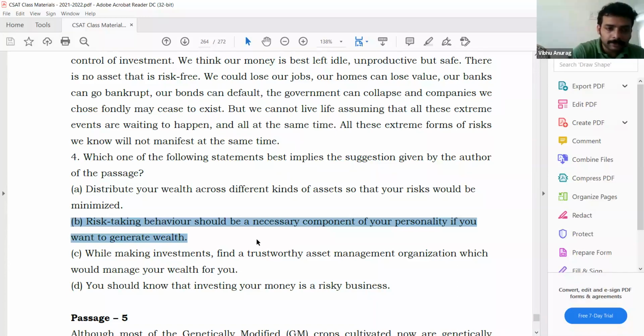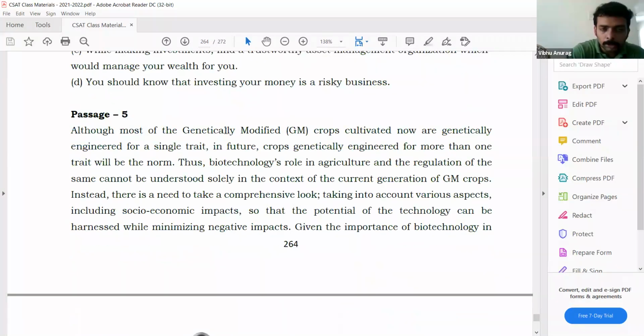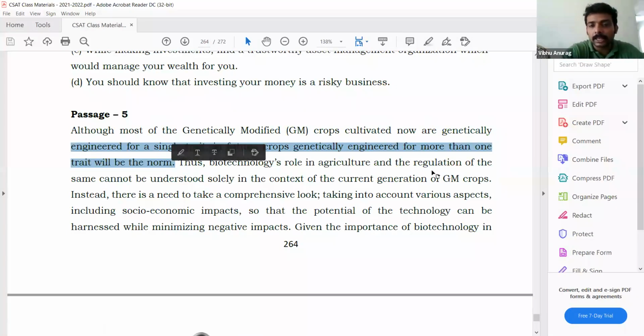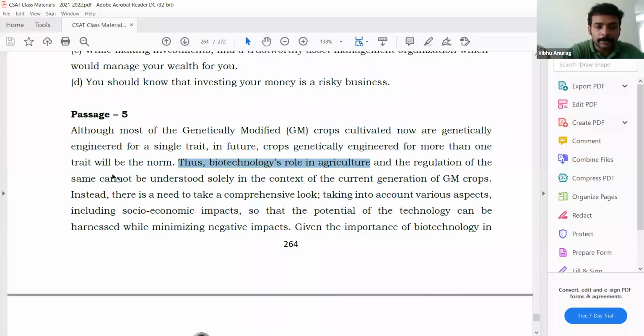Okay, and then passage 5. Although most of the GM crops cultivated now are genetically engineered for a single trait, in future crops genetically engineered for more than one trait will be the norm. Thus, biotechnology's role in agriculture and the regulation of the same cannot be understood solely in the context of the current generation of GM crops. So he's saying that things will change. Currently, these crops are engineered for a single trait. In the future, it will be for multiple traits. And thus, we can't understand the role of biotech purely based on the current situation.